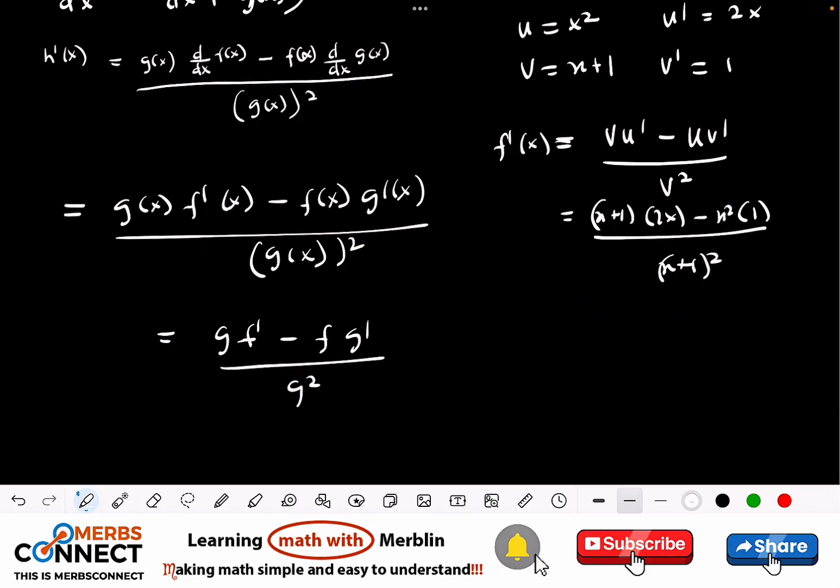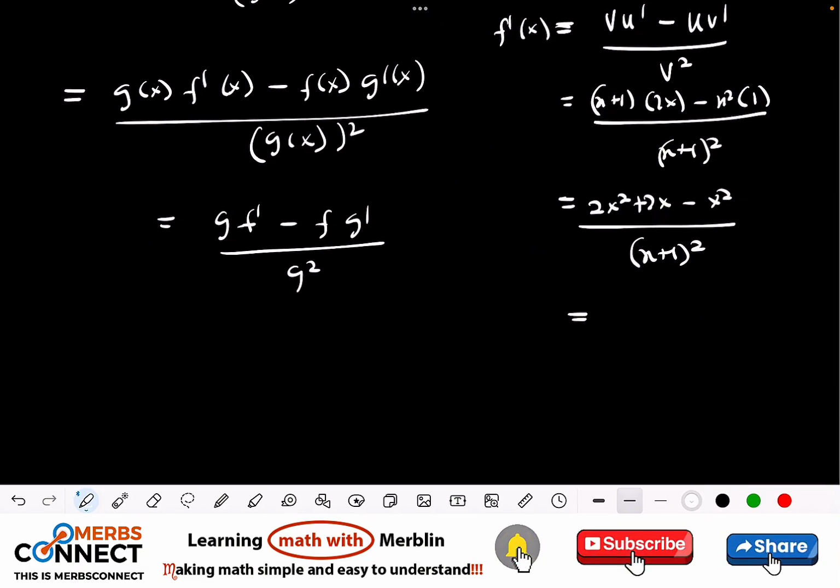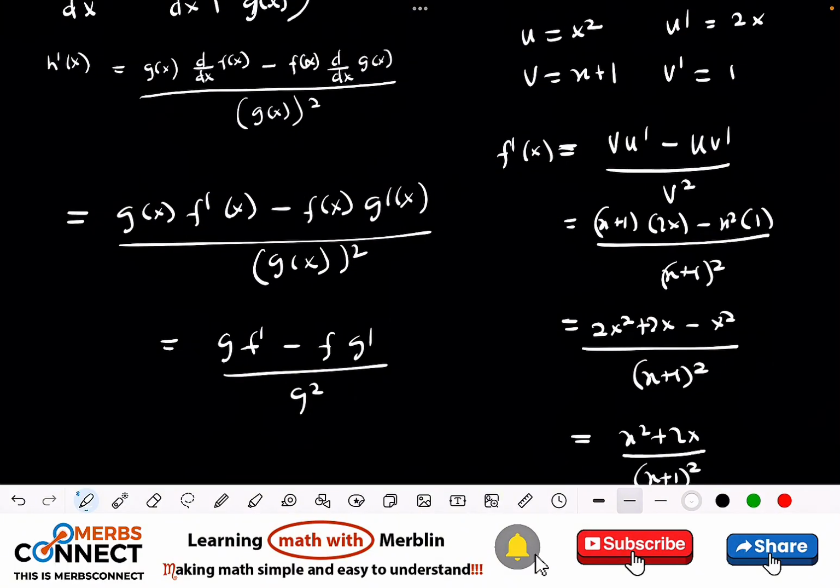So if I want to simplify, I'm going to have 2x squared plus 2x minus x squared divided by x plus 1 squared. Then I'm going to have x squared plus 2x divided by x plus 1 squared. Right. So this is what I'm going to get.